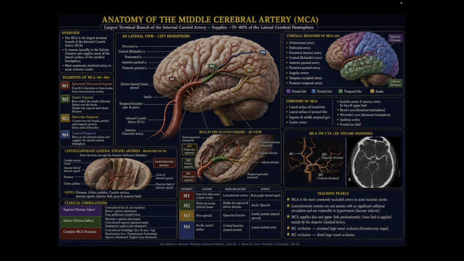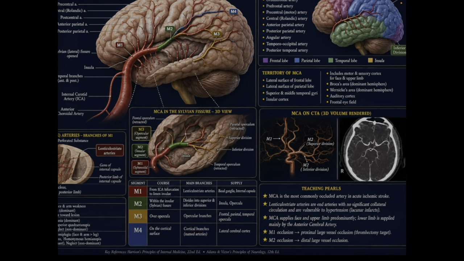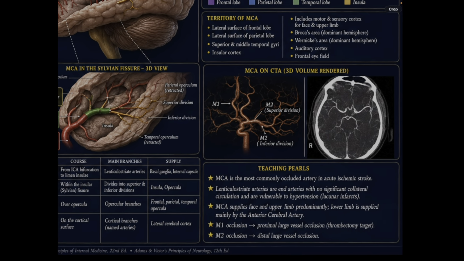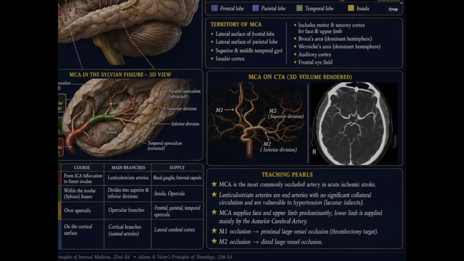So to summarize, the middle cerebral artery is the largest cerebral artery and the most commonly occluded intracranial vessel in ischemic stroke. Understanding its M1 through M4 segments, cortical branches, deep perforating arteries and vascular territories forms the foundation for accurate neurological localization, interpretation of CT angiography and selection of patients for reperfusion therapies.